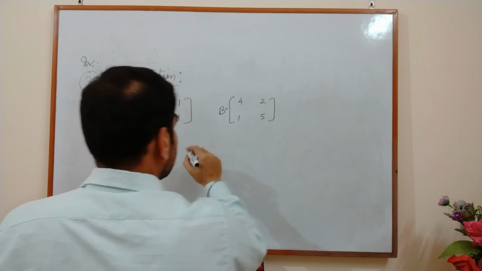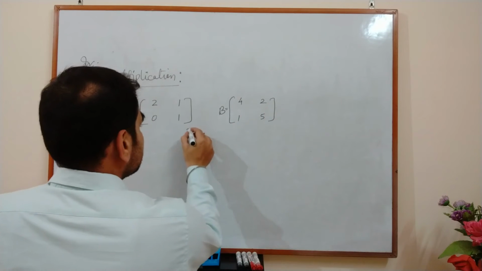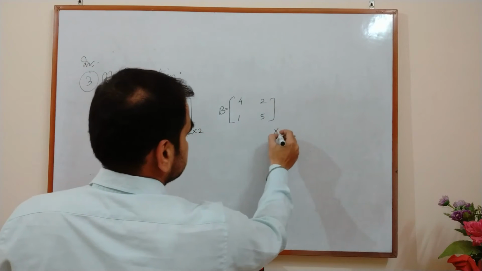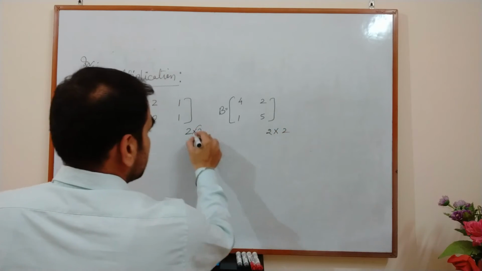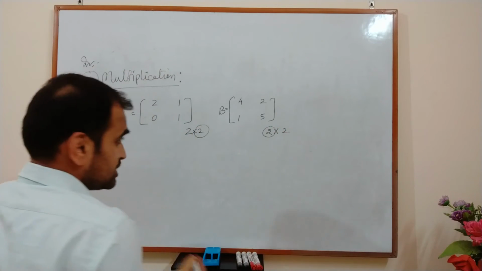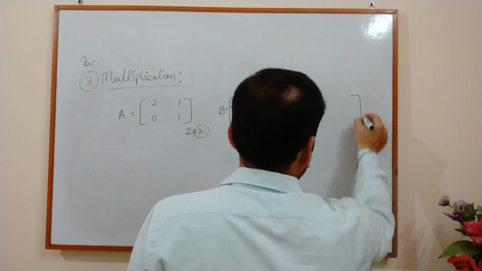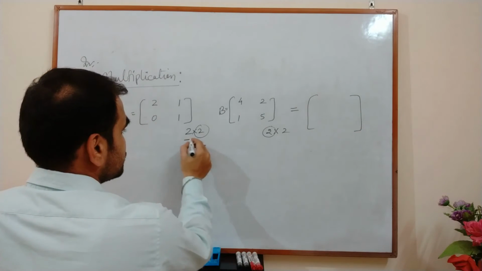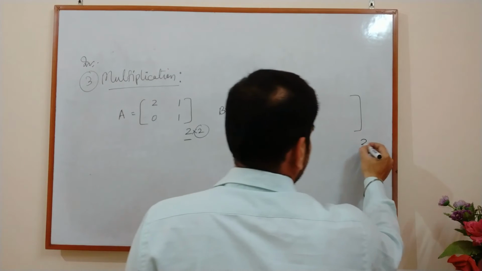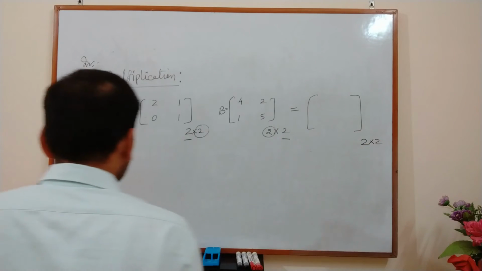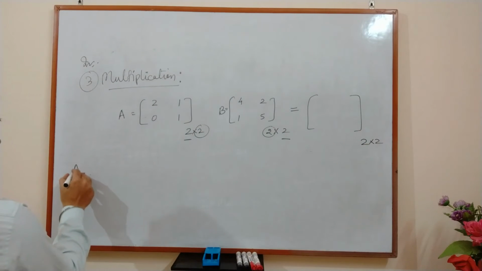And if you want to multiply these two matrices, first we need to check. This value must be equal to this. Yes, they are equal. So the matrix multiplication is possible and the resultant matrix will be of the order this 2 and this 2. So this will be of the order 2 cross 2, right? So how to multiply?